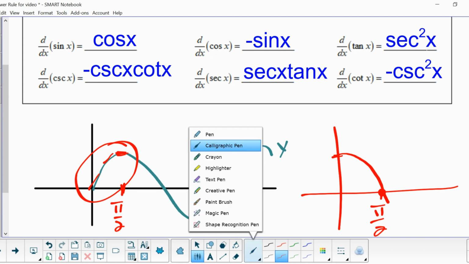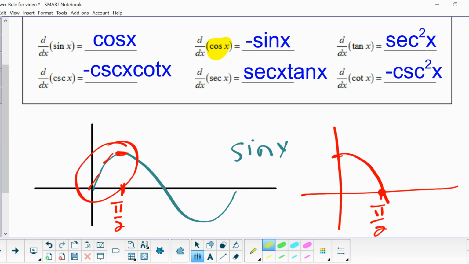So all of the trig functions that begin with a C, the co-functions, all have negatives in front of their derivatives, and all of the other trig functions are positive. Notice that secant and tangent have secant and tangent as their derivatives, and cotangent and cosecant deal with cosecant and cotangent only, so they don't like flip-flop around.